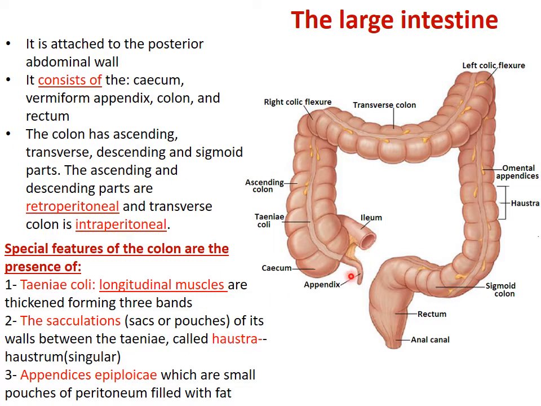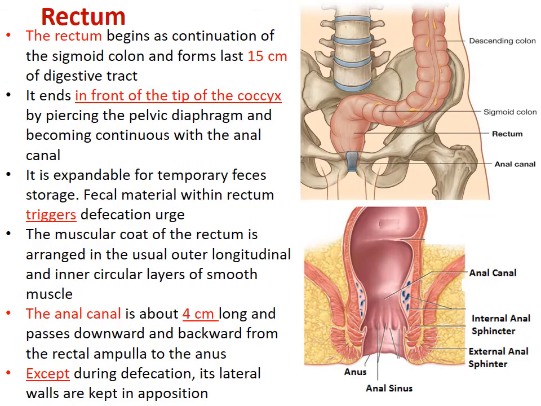So this structure, when it was discovered, people call it an extra structure related to the omentum, because it is covered by the double layer of peritoneum. So there is a small pouch of peritoneum filled with fat.